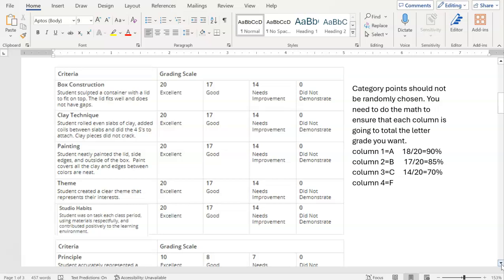Then they painted these clay projects, so there was a painting grade, but that one's also kind of addressing craftsmanship. Students had to choose a theme that represented their interests or hobbies, and they wrote about that to kind of explain what their theme was. So those 4 categories are concrete evidence that students can visually demonstrate. Not a lot of that is teacher subjective. It's like literally, did you do it or not? And then there's that studio habit parameter.